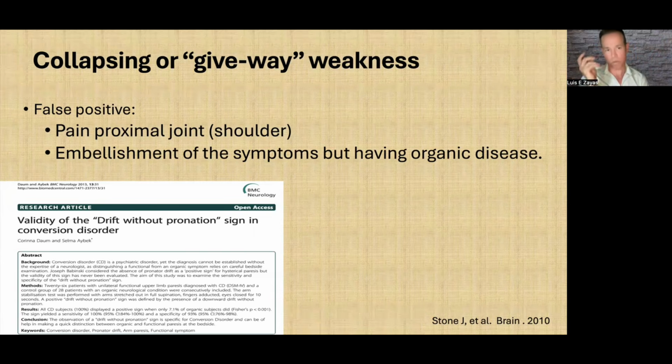Be careful, because there are some patients that can have shoulder pain, and when you have shoulder pain, you do that also. And there are some patients that have embellishment of the symptoms, but they still have organic disease. So you have to be careful. But again, it's not just one test, it's the whole thing. You have to look at the whole thing, the background, everything. Remember what I said about the big cats? It's not just the small head, it's not just the rosette, it's the whole picture, the tail, the background, and that's how you differentiate the cats.